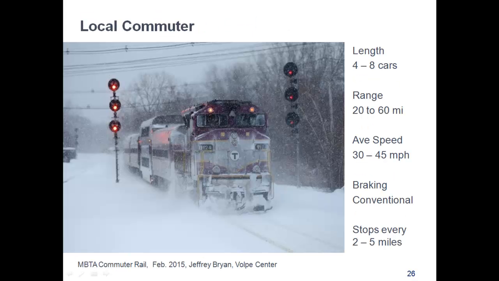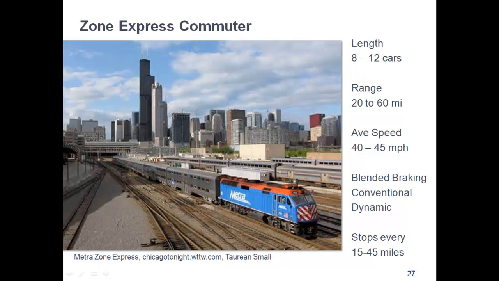The local commuter has a range of 20 to 60 miles. The example shown is the MBTA commuter train outside of Boston. A local commuter train makes every stop, which are typically 2 to 5 miles apart. The Zone Express commuter train will cross multiple zones before stopping.